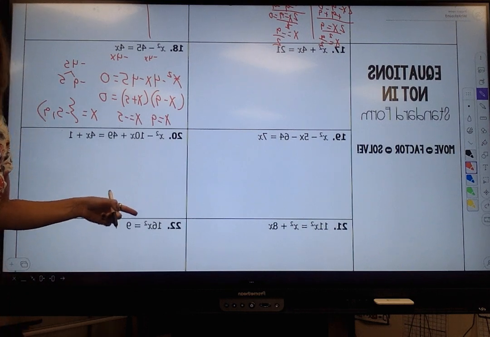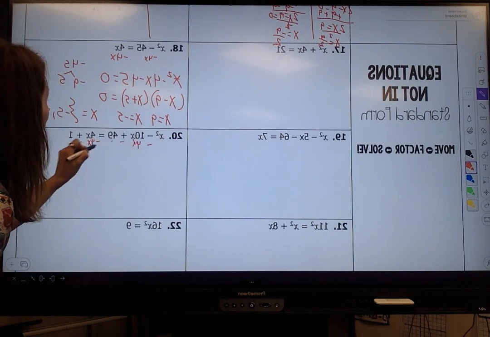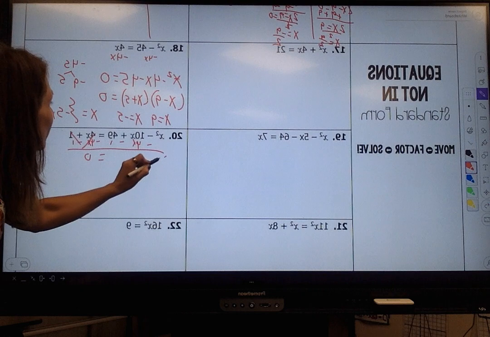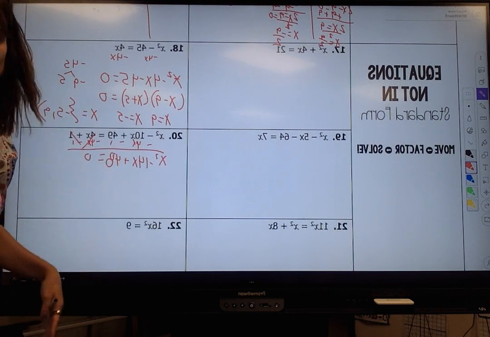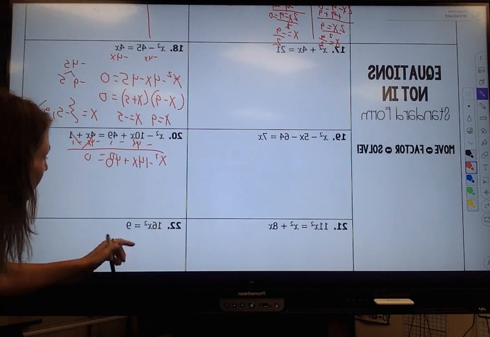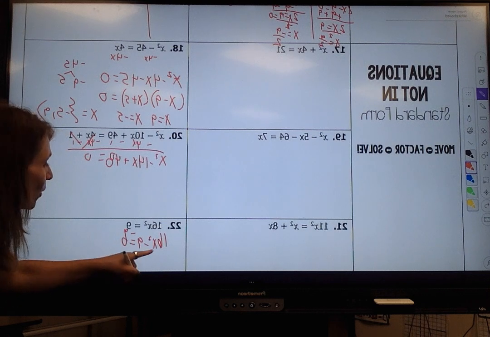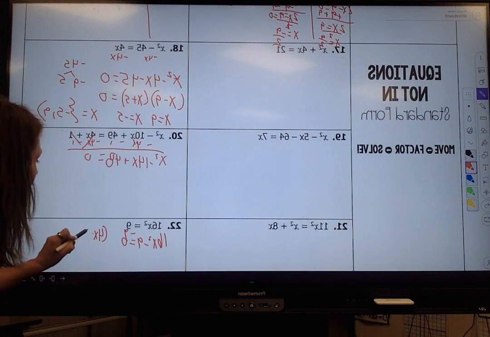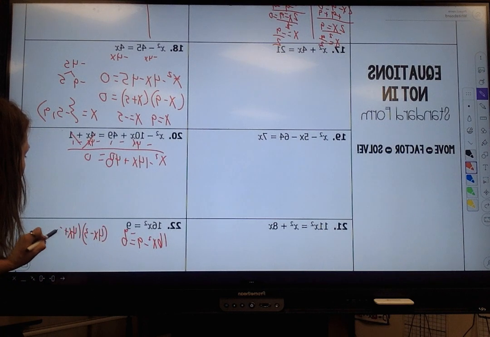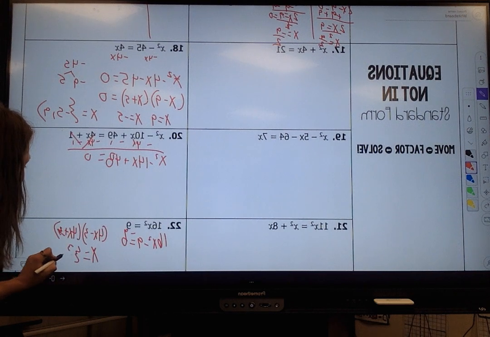Okay? Look at number 20 real quick. Subtract 4x. Subtract 1. That becomes 0, and I get x squared minus 14x plus 48. And then you would factor the same way we did. Down here, you subtract 9. I get 16x squared minus 9 equals 0. Recognize it's a difference of squares, and you can keep going. So you would get 4x minus 3, 4x plus 3, and then your final answers would be 3/4 and negative 3/4 once you set them equal to 0.